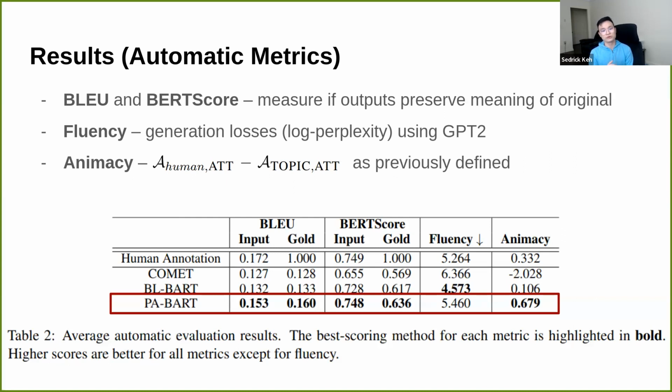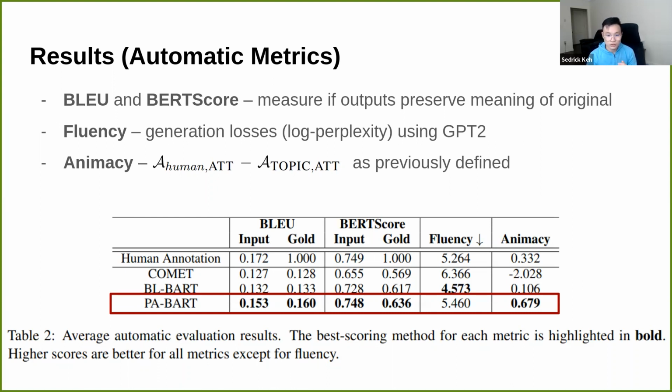Next is fluency. To measure this, we use the generation losses or the log perplexity using a GPT-2 model. Finally is animacy. We want our output personifications to actually be personifications. And to measure that, we need some metric for animacy. And to measure this, we use the capable-of relations that we previously defined with the Comet model.